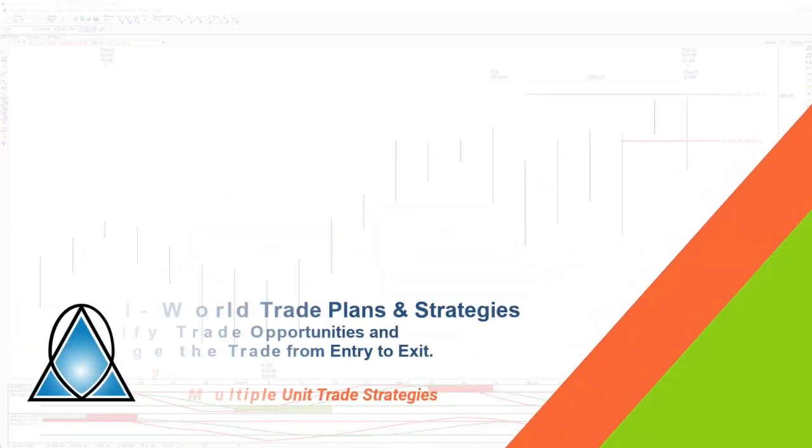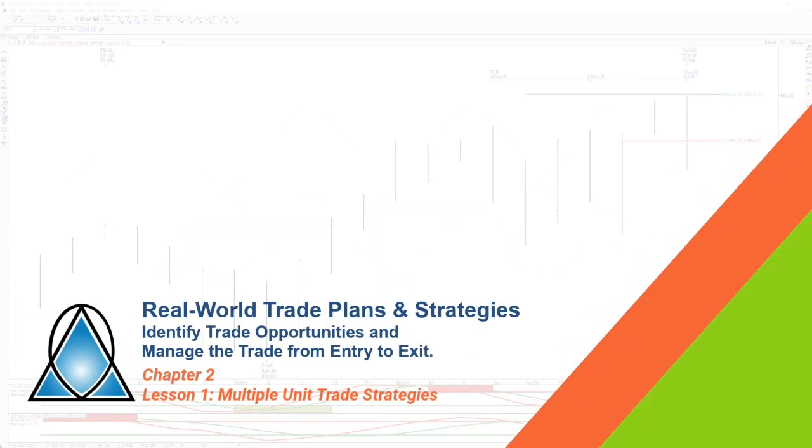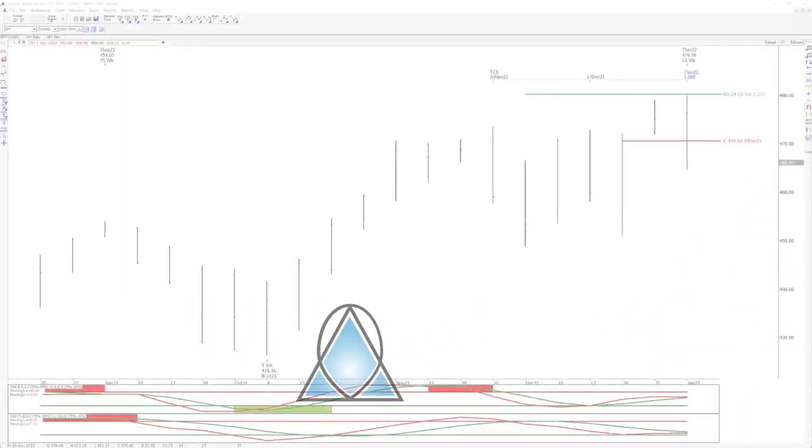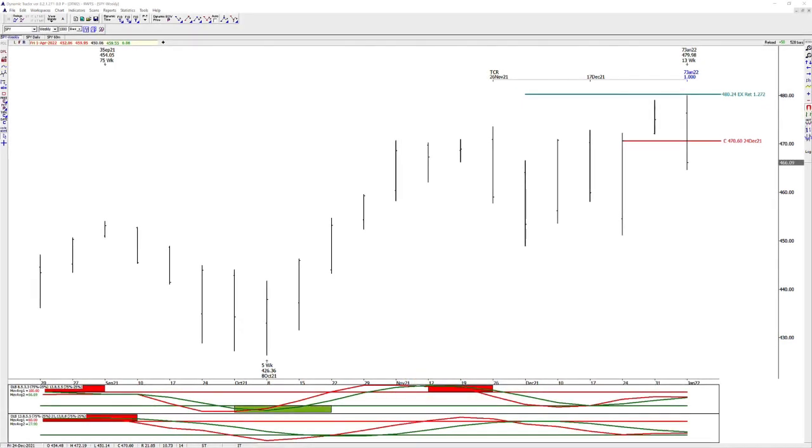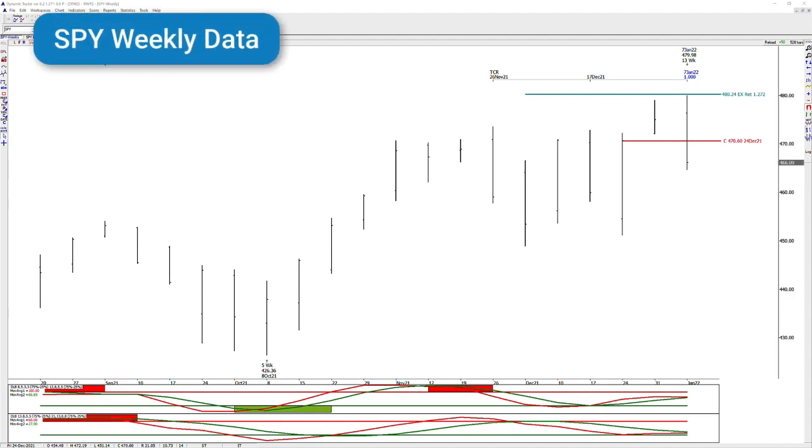So in this lesson, we're going to focus on a trade and some upcoming potential trade strategies in light of what the focus on this lesson is, and that's on multiple unit trade strategies. So let's take a look at the SPY data. The data that's shown on the chart right now, this is the weekly SPY data.